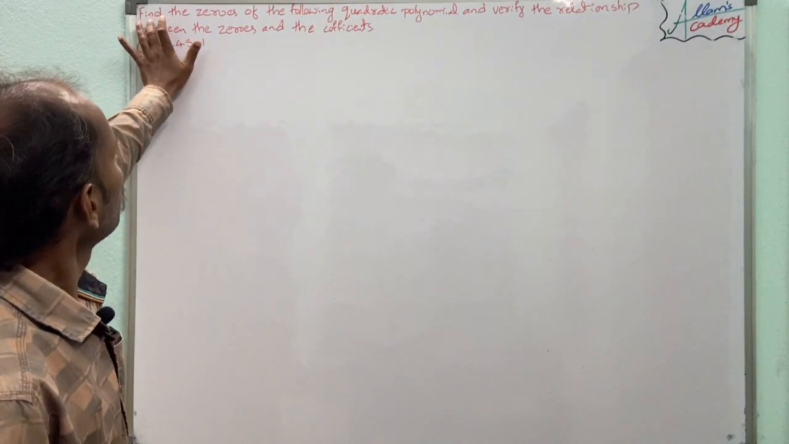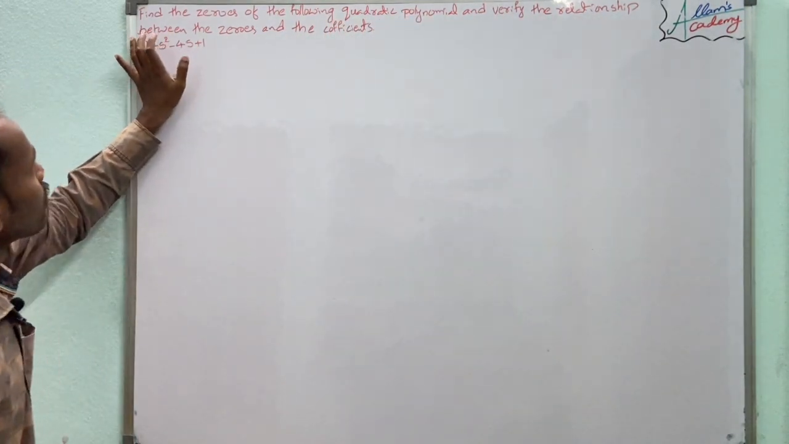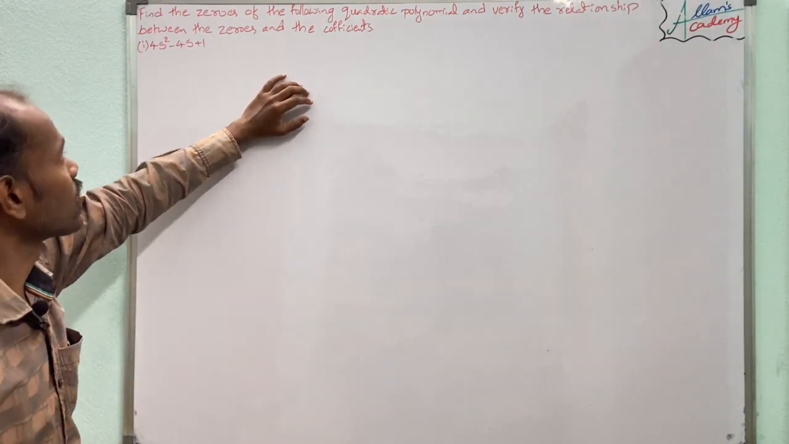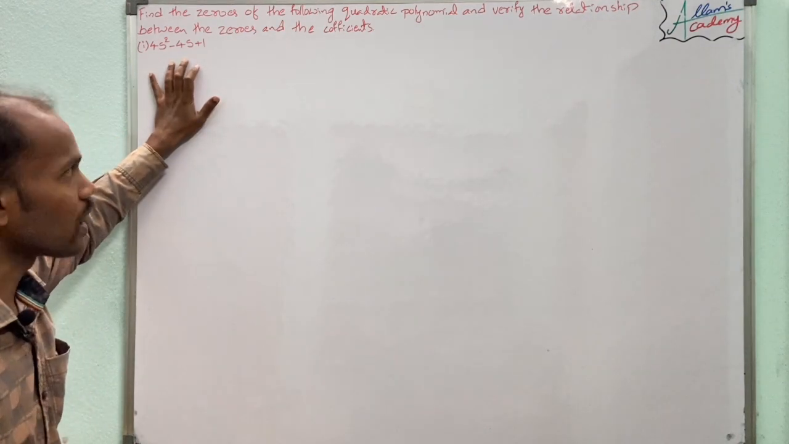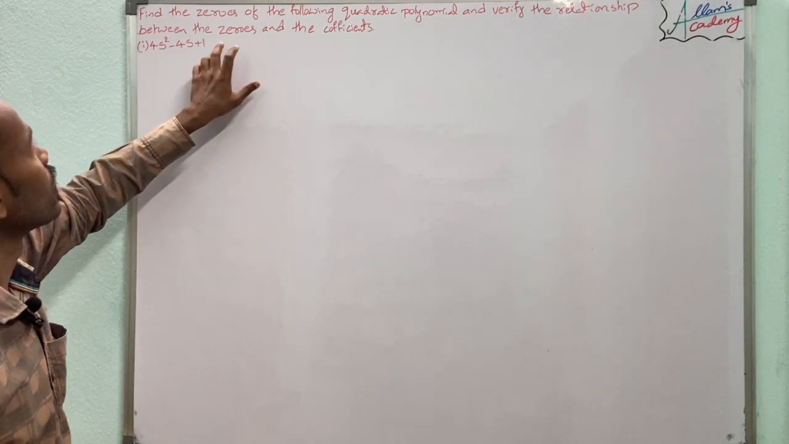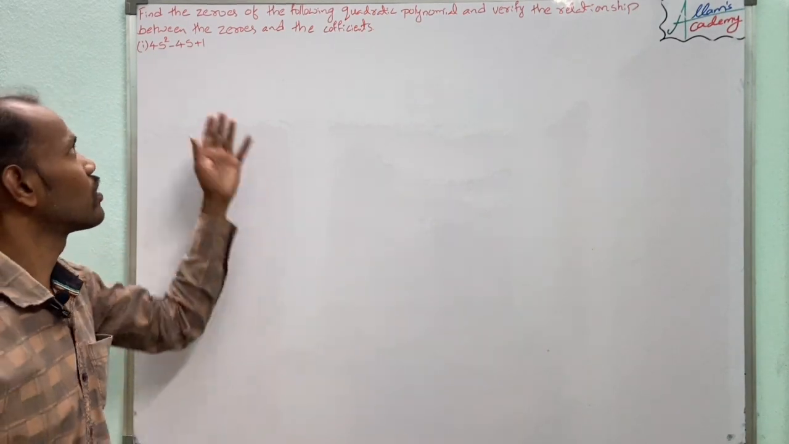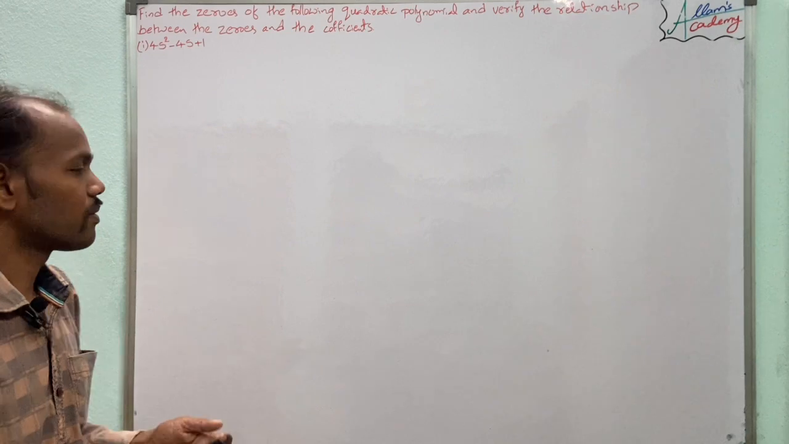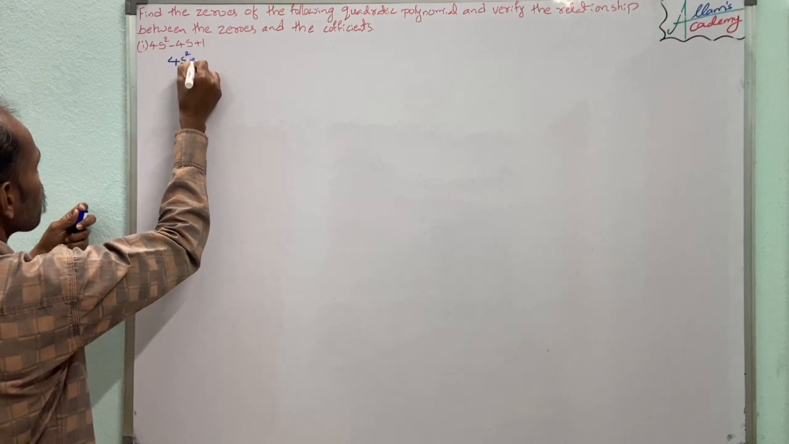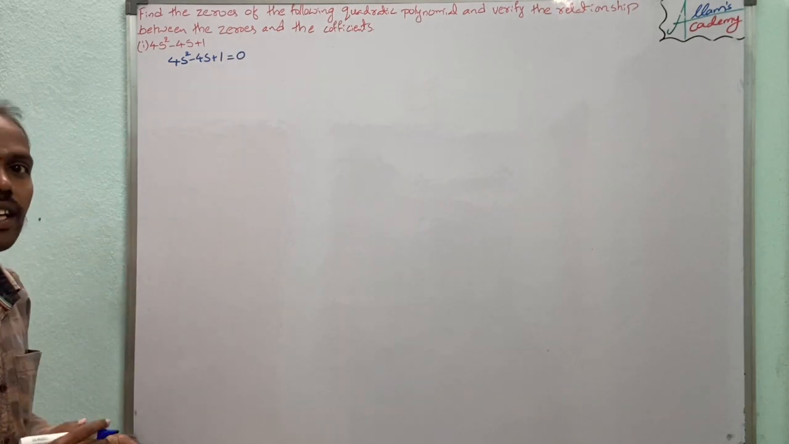Here is a problem: find the zeros of the following quadratic polynomial and verify the relationship between the zeros and the coefficients. So first we find the zeros, and after finding the zeros, we check the relationship between the zeros and coefficients. We already saw that, it is only verification again. So here, first finding the zeros of 4s square minus 4s plus 1. To find the zeros, we have to take it equal to 0.